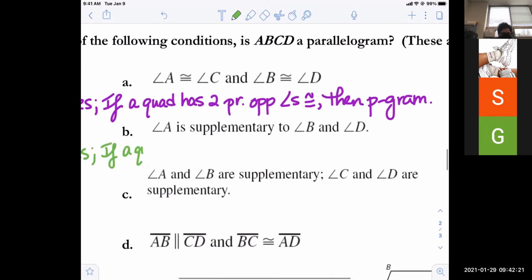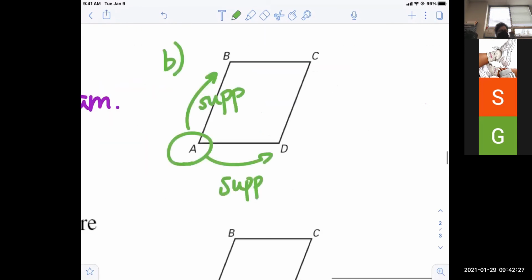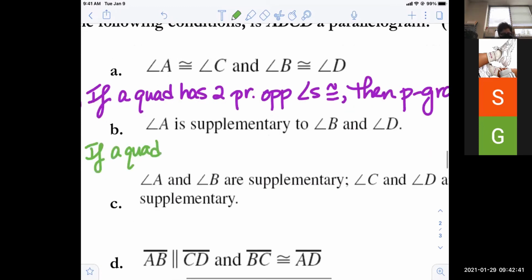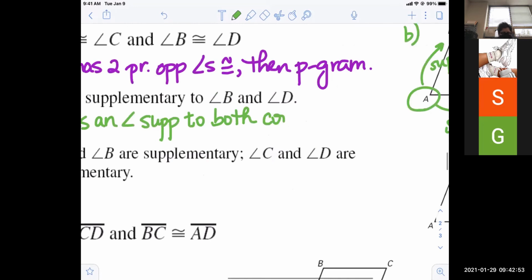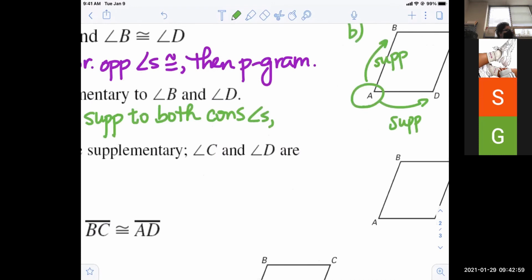Okay, so I didn't actually tell you that all of the consecutive angles are supplementary, and I also want to make sure we don't think it just has to have one pair of consecutive angles that are supplementary. So the way we're going to ensure that is we're going to say one angle is supplementary to what? If a quad has an angle supplementary to both consecutive angles, then what? Your conclusion on these is always going to be what?